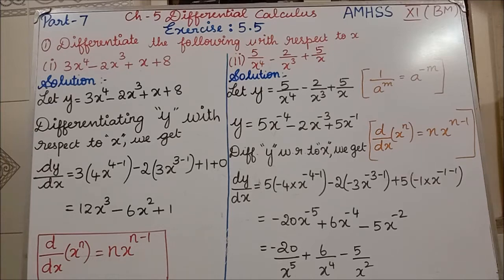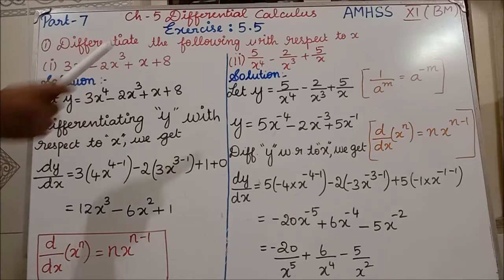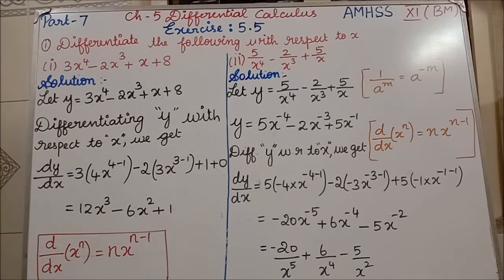In the first problem we have totally 8 subdivisions. Some of the problems I will do, and the remaining problems you are going to do as homework. Now we'll see the first subdivision: 3x power 4 minus 2x cube plus x plus 8. Students, before entering into the first subdivision, the common formula we will use for most of the problems is d by dx of x power n. The formula is n into x power n minus 1.